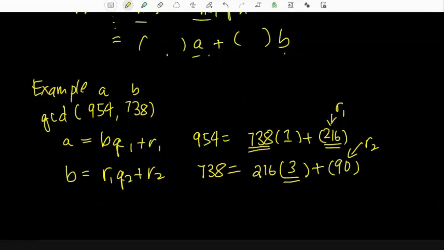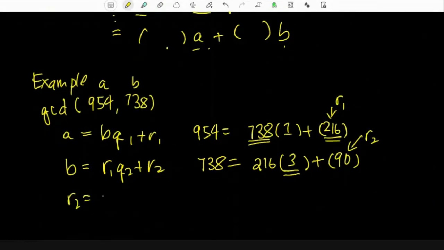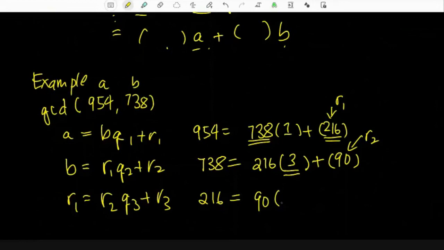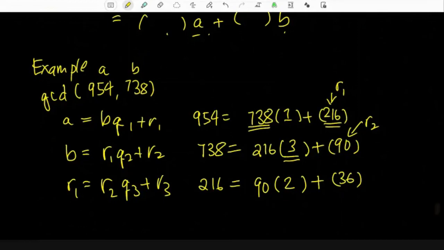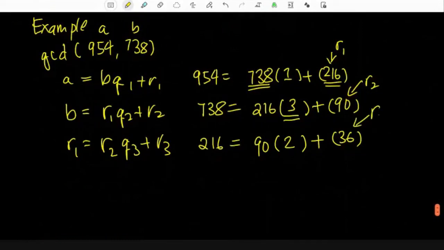Now, hanggat hindi nagsisiro yung R, tuloy mo lang. So, this time, R2 naman yung i-express mo. R1, i-express mo in terms of R2 times Q3 plus R3. Ibig sabihin, si 216 naman, ang i-equal mo sa 90 times something plus something. Hanapin mo naman yung Q niya. Okay? So, 216 divided by 90. 90, mga 180, no? Mga dalawa, 2 times 90. So, that's 2. So, 180 minus mo sa 216, that's 36. So, this becomes your R3.